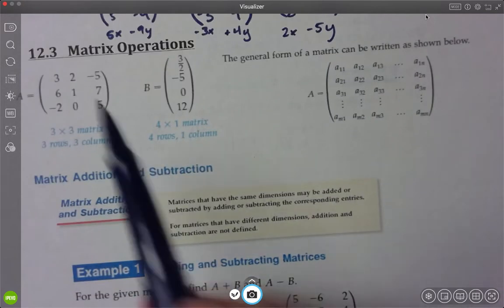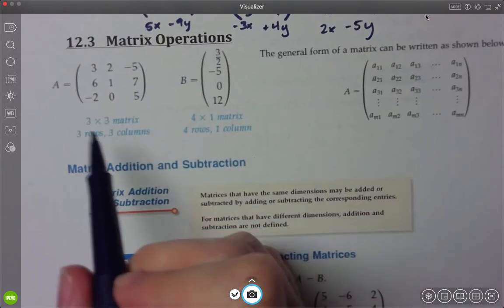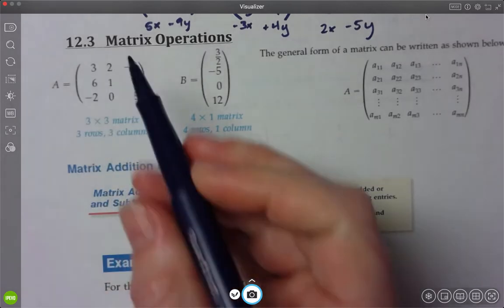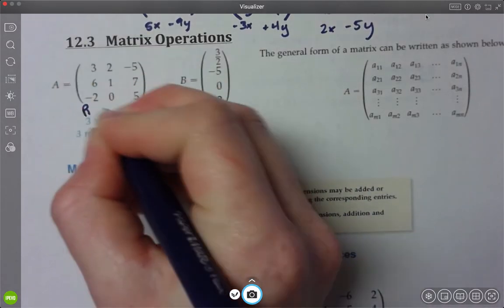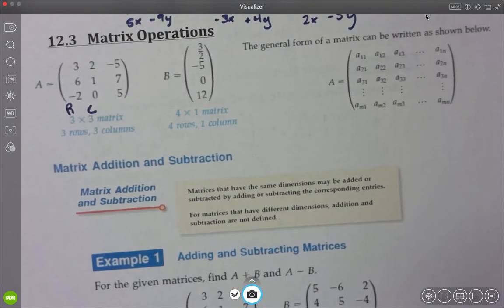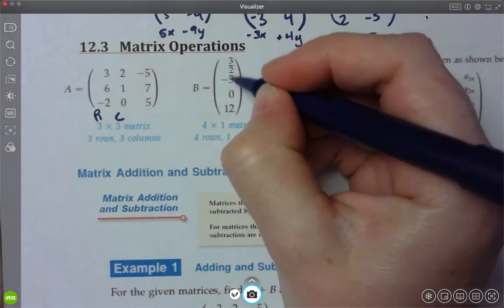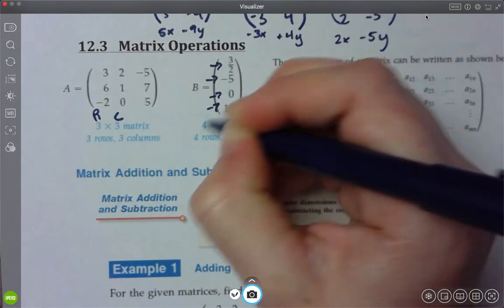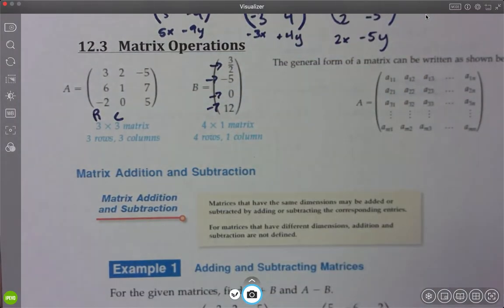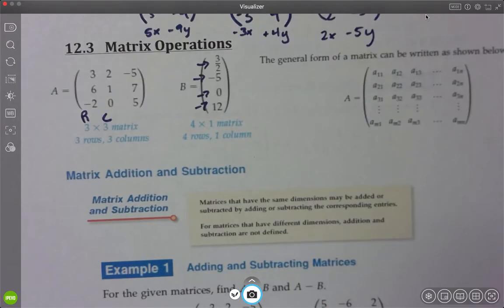Okay. So matrix operations. Over here, they're talking about dimensions of matrices. So this one is a 3x3 matrix, 3 rows. They always go rows and then columns. So 3 rows, 3 columns. This one has 4 rows, 1, 2, 3, 4, and 1 column. So it's a 4x1 matrix, which we haven't seen before. But yeah, that's kind of an interesting one.